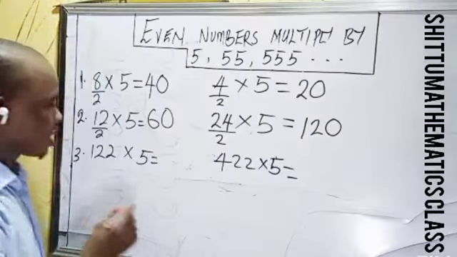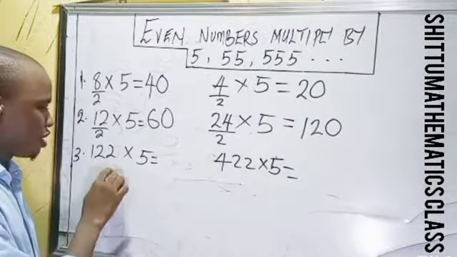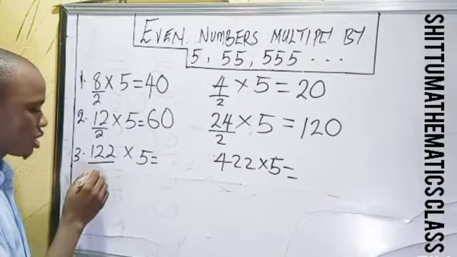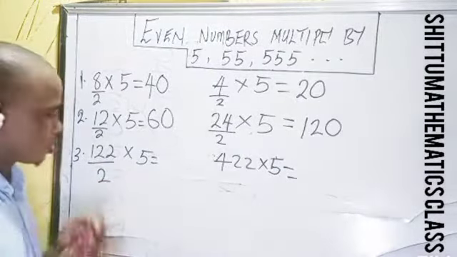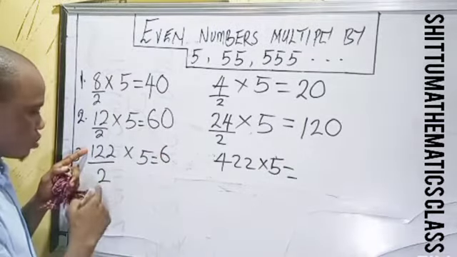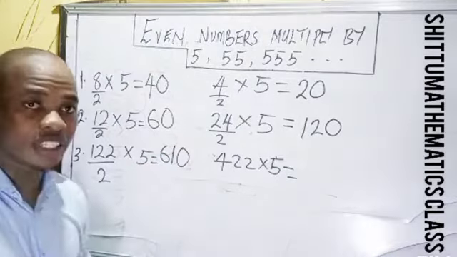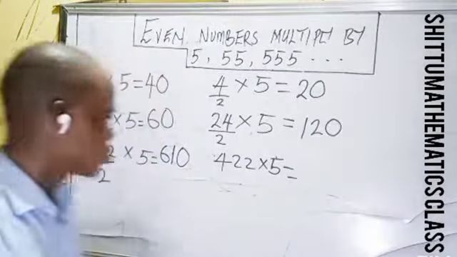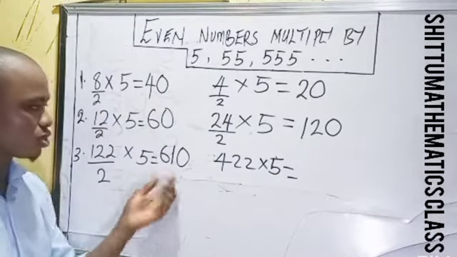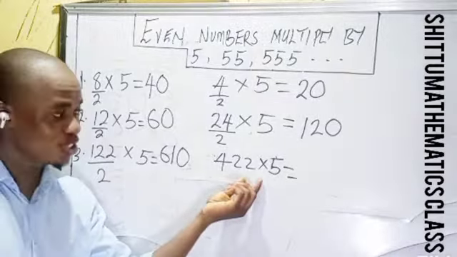So now let's go further. From here, the same thing we are going to do. You divide this one by 2, that is 122 by 2. This is going to give us 2 in 12, 6. 2 in 2 is 1, then add 0. So we have that 122 multiplied by 5 is going to give us 610.